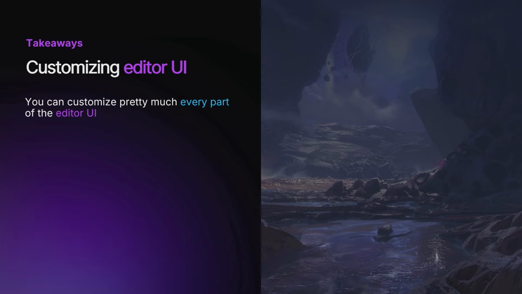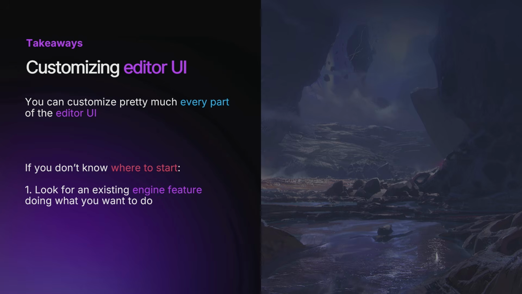So some takeaways. You can customize pretty much everything in the engine nowadays, like most of the editor UI you can hack into. If you don't know where to start, I would recommend looking for an existing engine feature which does what you want to do, and just copy paste everything. So find where it's defined using the widget reflector or using tooltip search like I was telling you before. And then, like I said, literally copy paste the engine code and iterate on it and do as much as you want with it. Perfect.